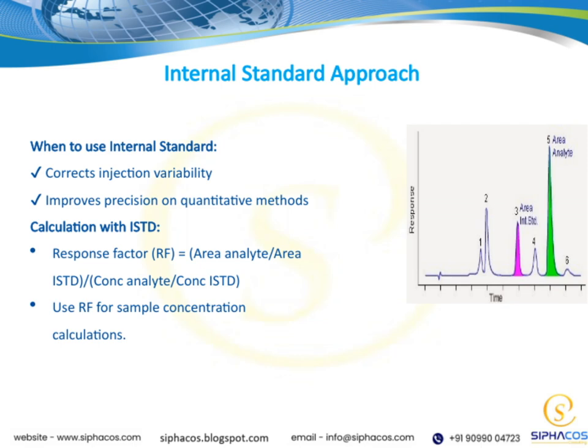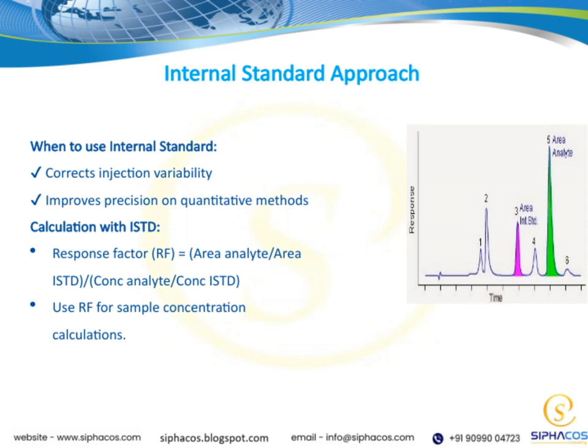Now, how do we calculate with an internal standard? We use what's called a response factor, or RF. The formula for RF is the ratio of the analyte's response to the internal standard's response, adjusted for their concentrations. Specifically, RF equals the area of the analyte divided by the area of the ISTD, all over the concentration of the analyte divided by the concentration of the ISTD. And once we have this RF, we use it to determine the concentration of our analyte in unknown samples. So, the RF essentially links the response ratio to the actual concentration, allowing us to accurately quantify our analyte even with some variability in the process.